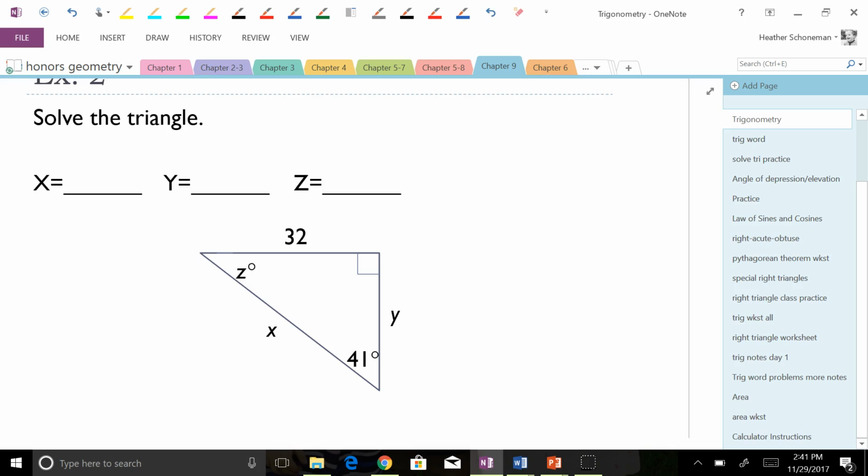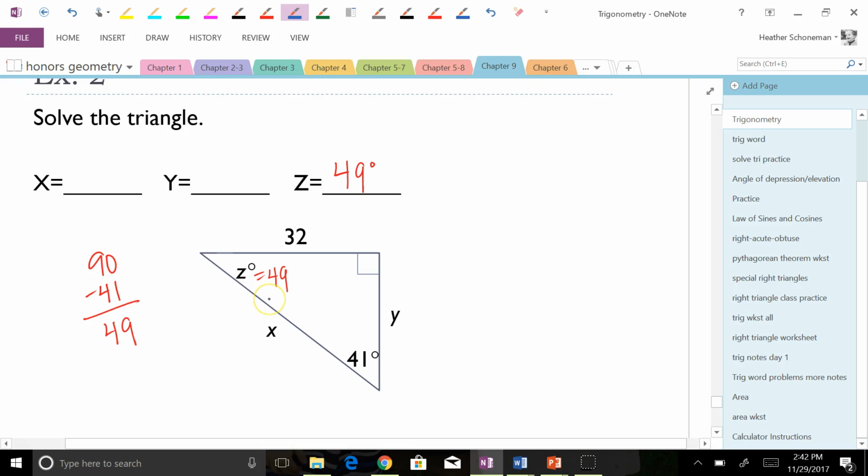Well, the 2 acute angles in a right triangle add to 90, so I can do 90 minus 41. And 90 minus 41 will give us 49. So z is 49 degrees. That was easy. Don't mess that part up. Now I got to find x or y. Does it matter which one I find first? Not at all.